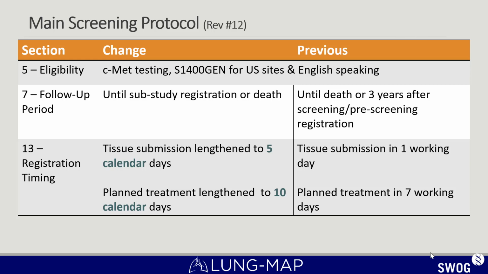With these revisions, let's see what's been going on. We've had lots of updates to the main screening protocol. These items were done with revision 12. We've updated the eligibility to include the CMET testing. This is for the new sub-study S1400K. We've also added an S1400 Gen, which is a new ancillary study that is for US-speaking patients only, and it's for US sites only. We've also updated the follow-up period to until sub-study registration or death.